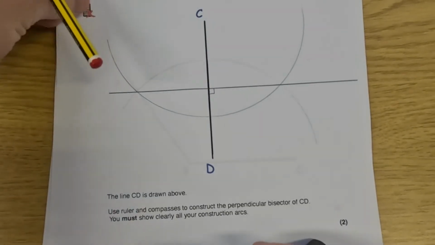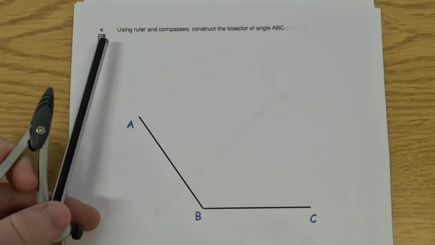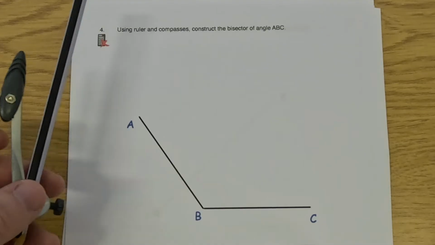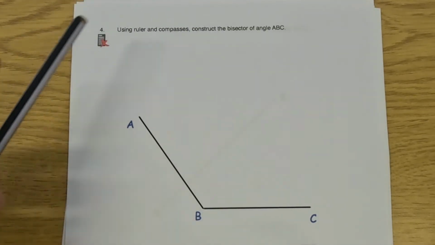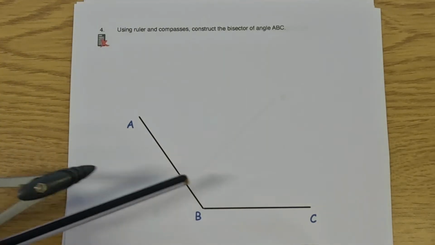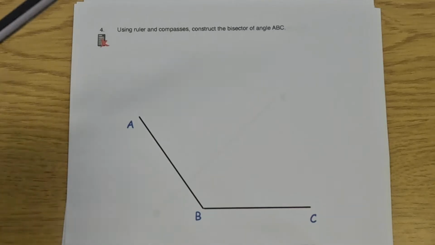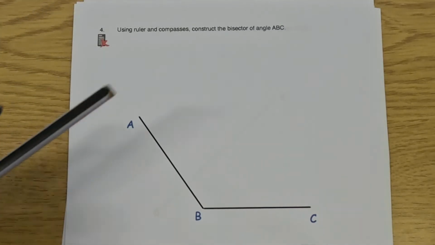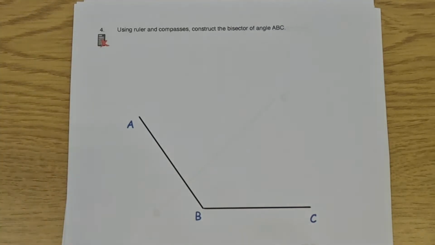Okay, let's look at our next question, question number 4. So question number 4 says, using a ruler and compasses, construct the bisector of angle ABC. So we've got angle ABC here, and it's an obtuse angle. And we've been asked to construct the bisector of that angle, so the angle bisector. And if we think back to question number 2, we had to construct the angle bisector for an acute angle. This question is the same, but it's just an obtuse angle. So here we've got the angle ABC, and we want to construct the angle bisector.